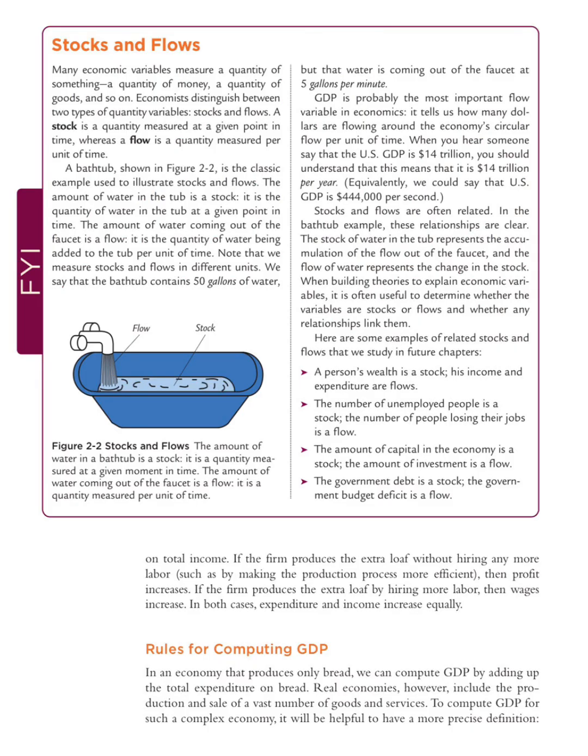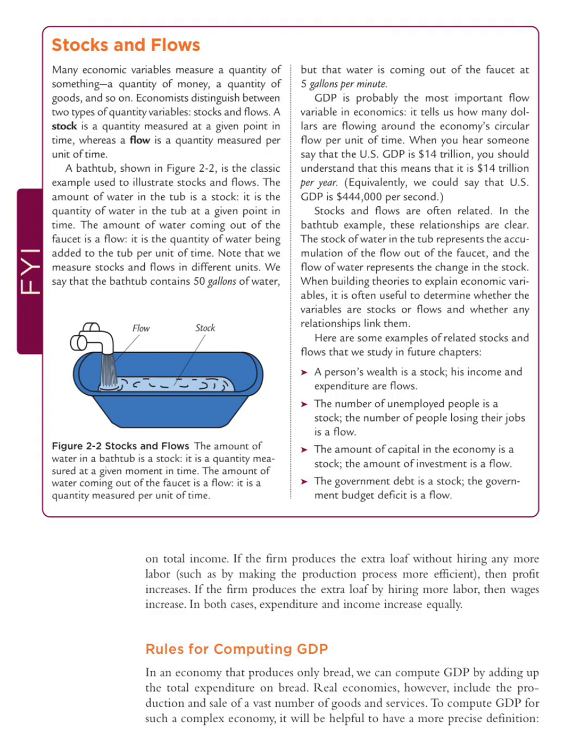Now we move on to the second page. This page explains stocks and flows, which is just like what is shown. Many economic variables measure a quantity of something, a quantity of money, a quantity of goods, and so on. In order to distinguish between these two types of quantity variables, we use stocks and flows. A stock is a quantity measured at a given point in time, whereas a flow is a quantity measured per unit of time. So what does it mean? It has given a really vivid example.